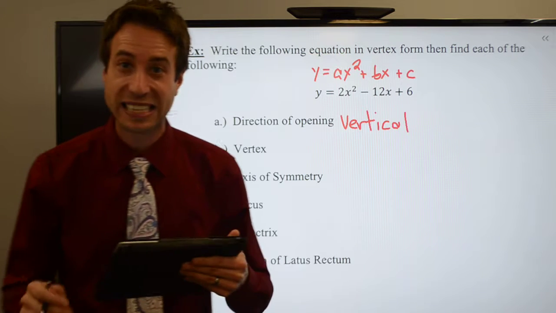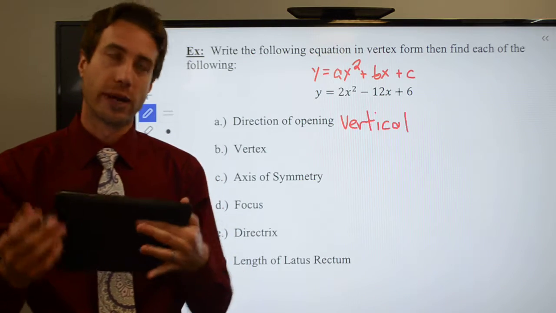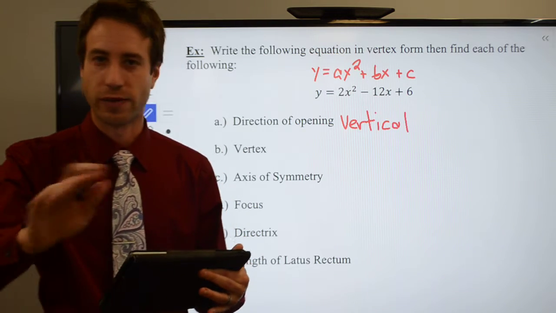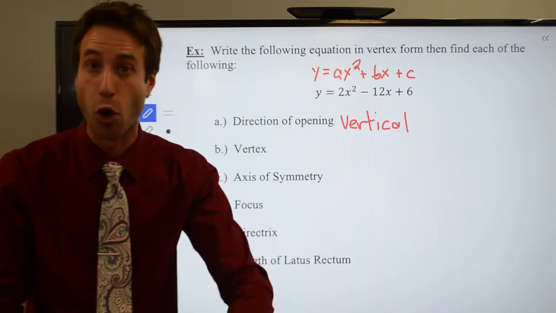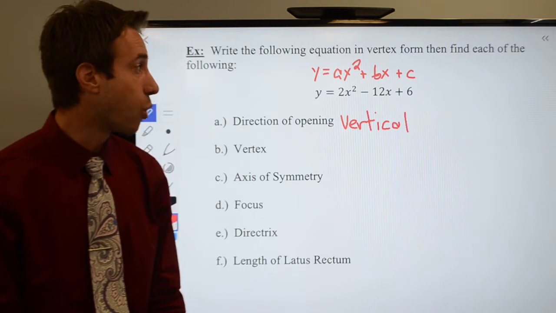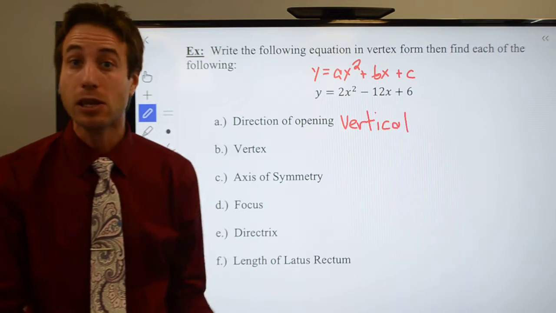It'll be oriented around the y-axis, not if there's a horizontal shift. I apologize, I shouldn't have said that. It'll be oriented vertically. It's either going to open up or open down. How do I know which one? Well, you take a look at the value of a. In this case, it's positive.